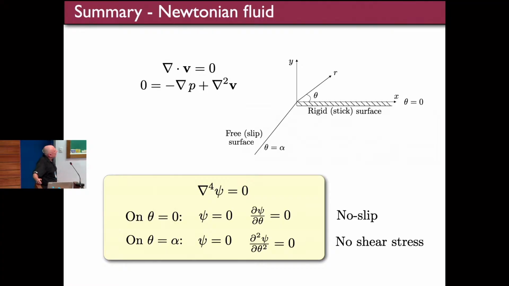Okay, it's worth summarizing the Newtonian result because for the PTT and Giesekus fluids, this is the relevant flow field. And we'll see why in a minute. So Stokes flow for a Newtonian fluid, there are well-known separable solutions. And since we're in planar flow, we have a stream function. So we're solving the biharmonic equation with the given boundary conditions.